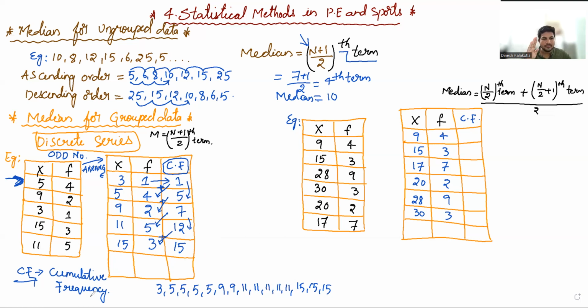ఫ్రీక్వెన్సీస్ అంటేనేమో 3. ఫర్ ఎగ్జాంపుల్ 3 చూద్దాం. 3 యొక్క ఫ్రీక్వెన్సీ ఏంటి, 1 కదా. So 3 ఎన్ని టైమ్స్, 1 టైం కదా. ఇప్పుడు క్యూములేటివ్ ఫ్రీక్వెన్సీ చూద్దాం. క్యూములేటివ్ ఫ్రీక్వెన్సీలో 3కి క్యూములేటివ్ ఫ్రీక్వెన్సీ 1 ఉంది. So 1 అంటే దాని పొజిషన్ ఏంటి, నెంబర్ 1 పొజిషన్.